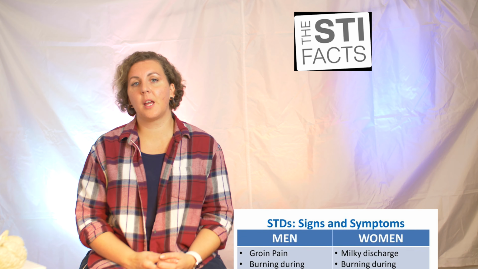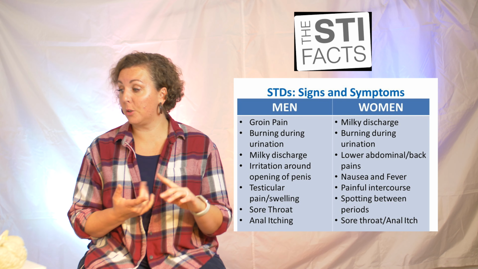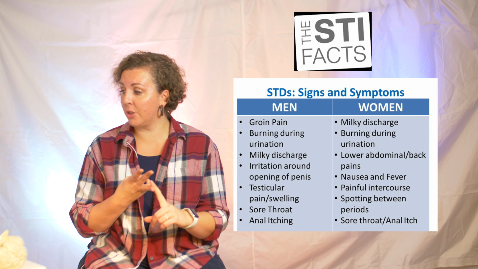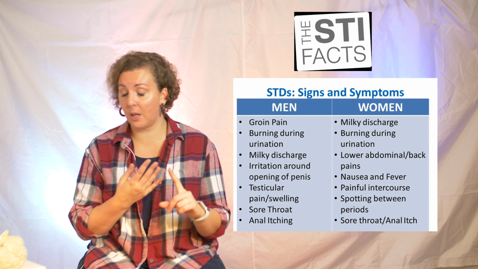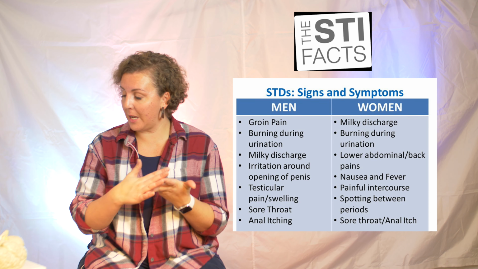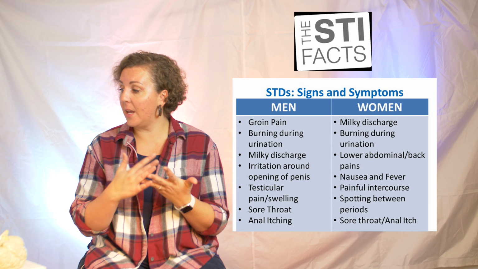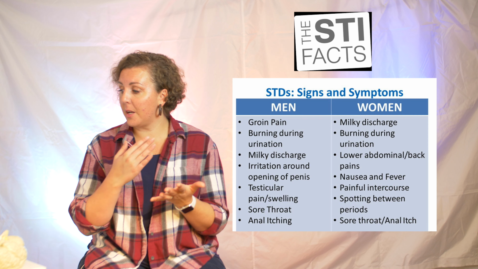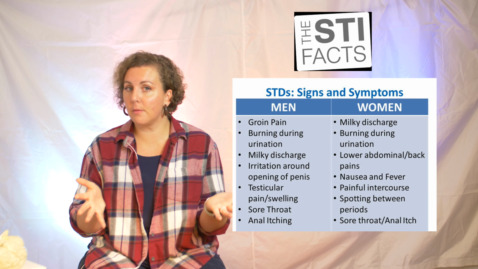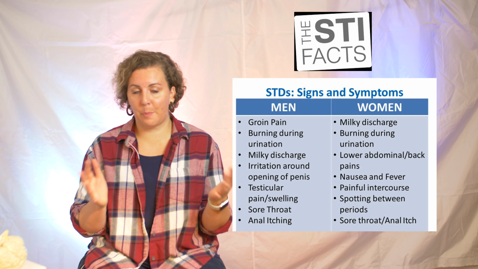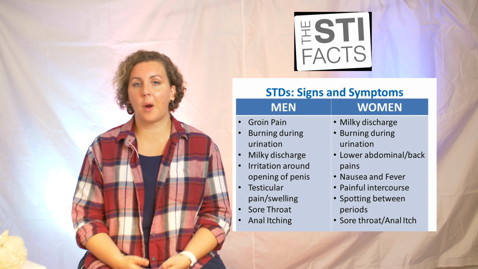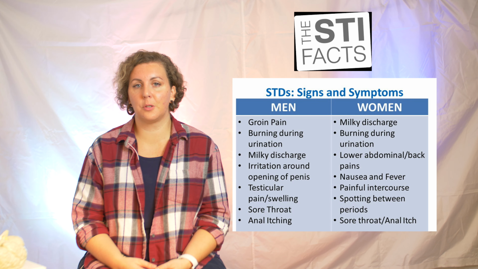So just in summary, STIs can result in groin pain, burning during urination, milky discharge, irritation, testicular pain and swelling, sore throat, itching, milky discharge for women, lower abdominal and back pain, nausea and fever, spotting between periods. Essentially, if there are body fluids coming out that don't make sense, if there's swelling, if there's pain, if there's itching, if there's lower back pain, be aware, and make sure you have a doctor you can talk to.